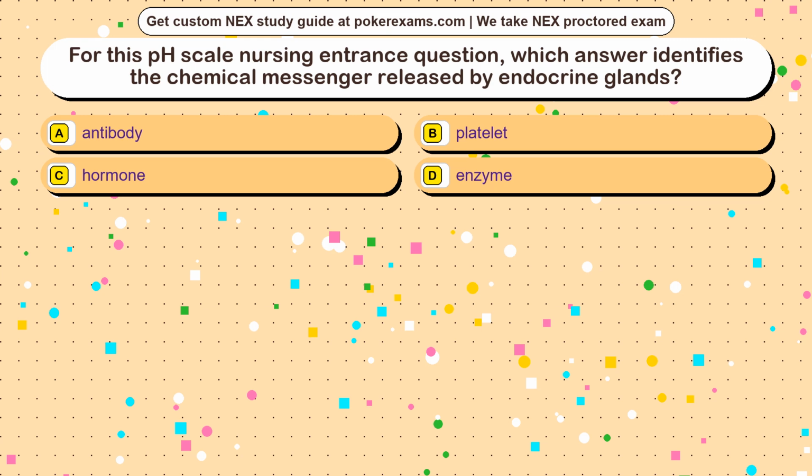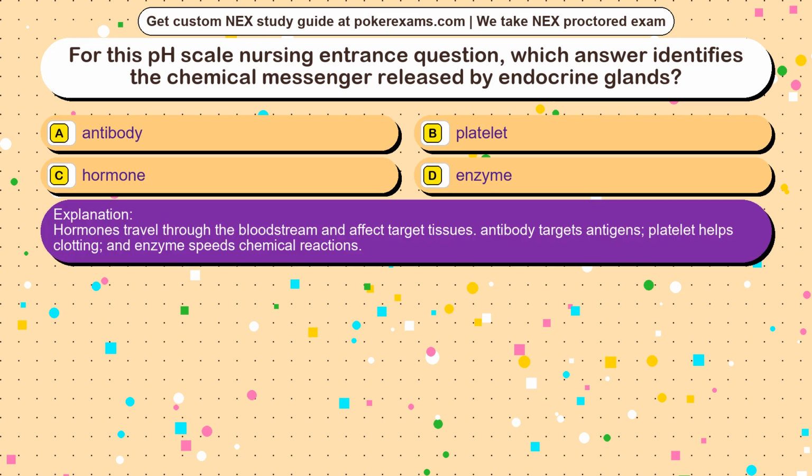The correct answer is option. Hormones travel through the bloodstream and affect target tissues. Antibody targets antigens, platelet helps clotting, and enzyme speeds chemical reactions.